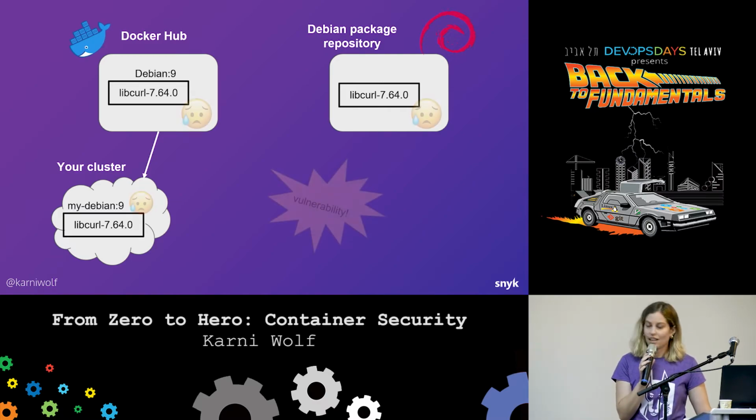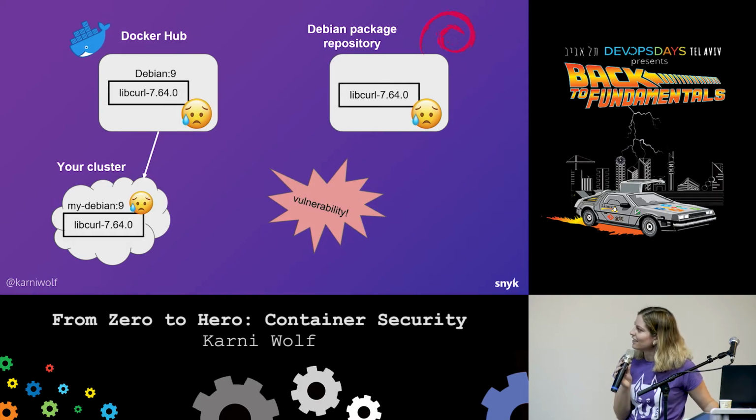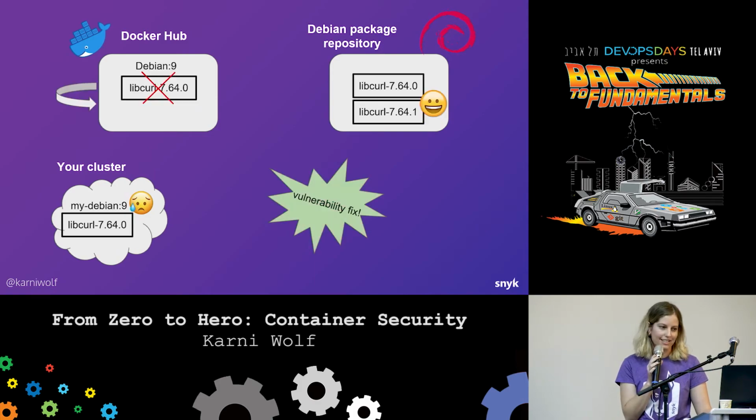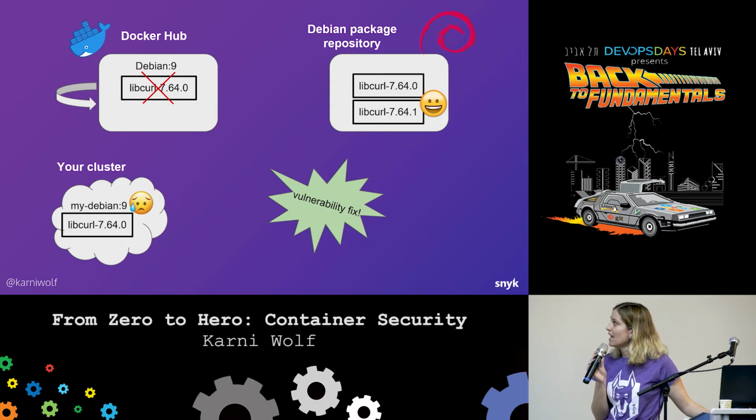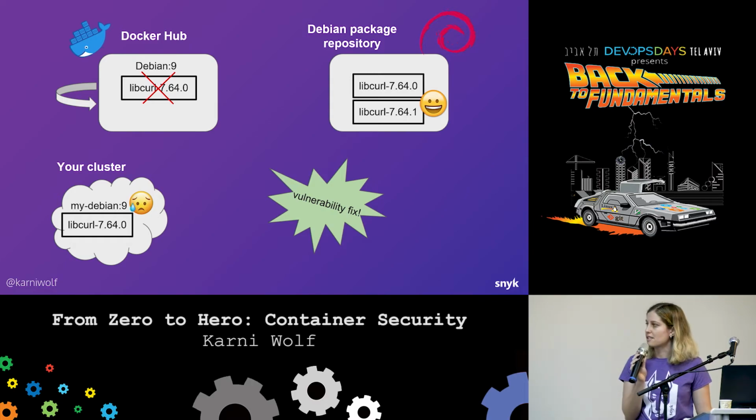One day, a vulnerability is discovered. I'm glad it kept its color. It's affecting all three versions of the package. The next day, a vulnerability fix is implemented. Debian package repository releases a new version with a fixed secure package.